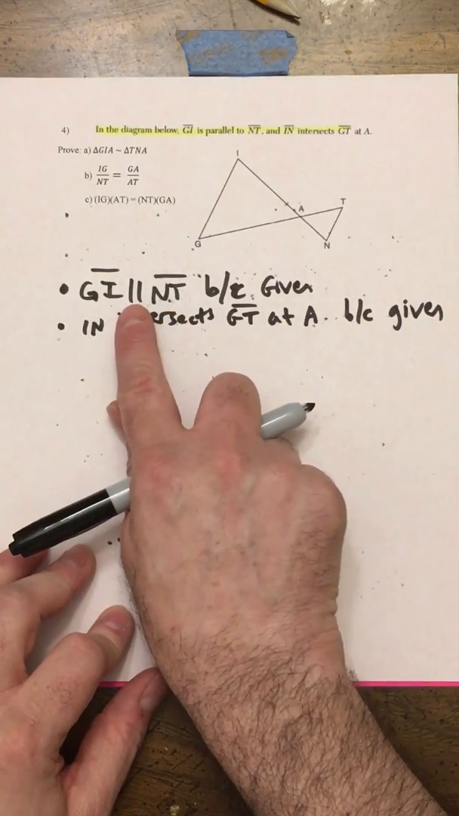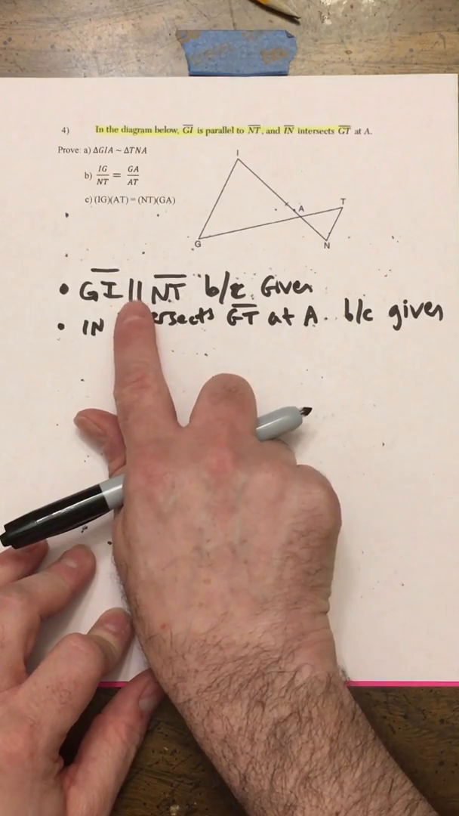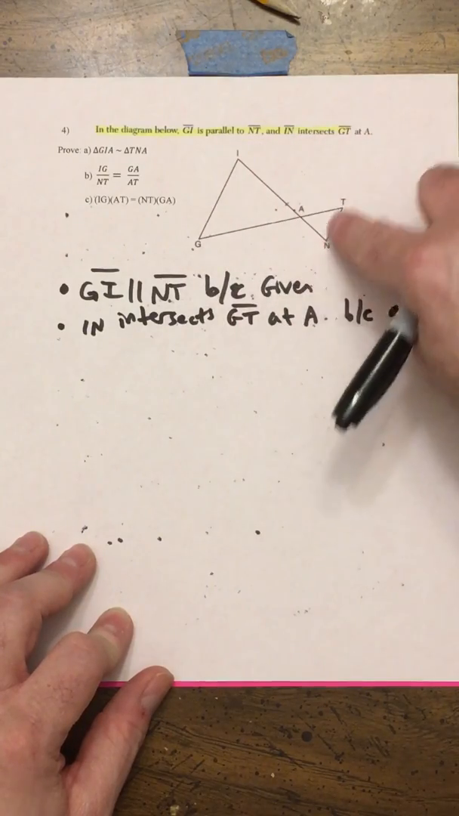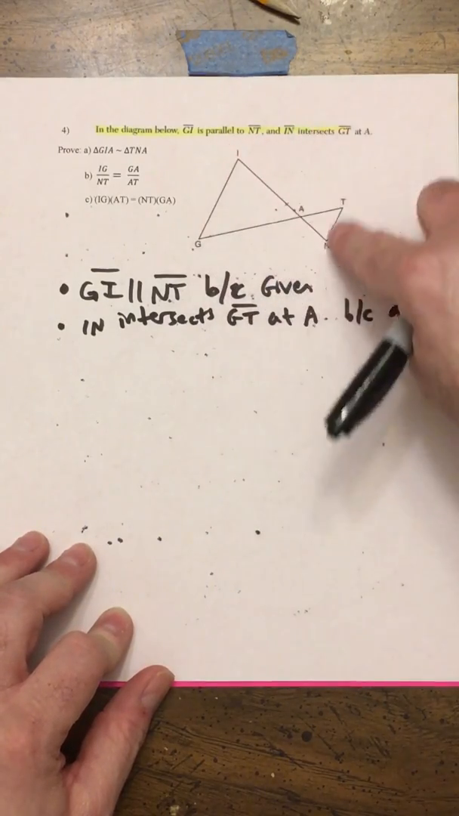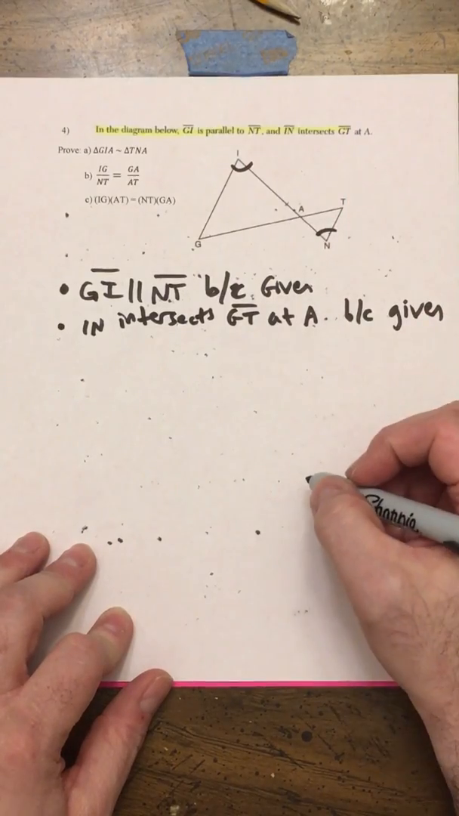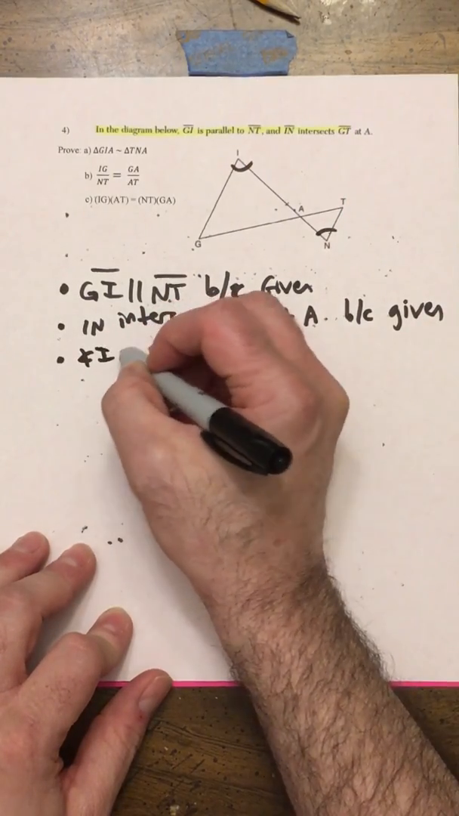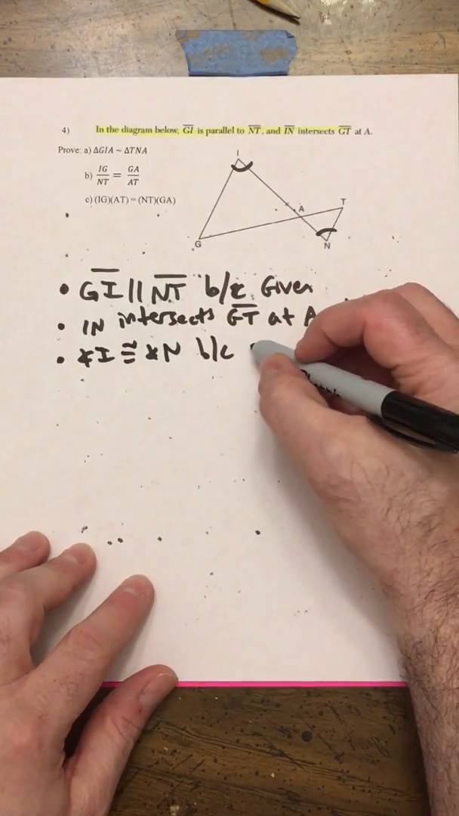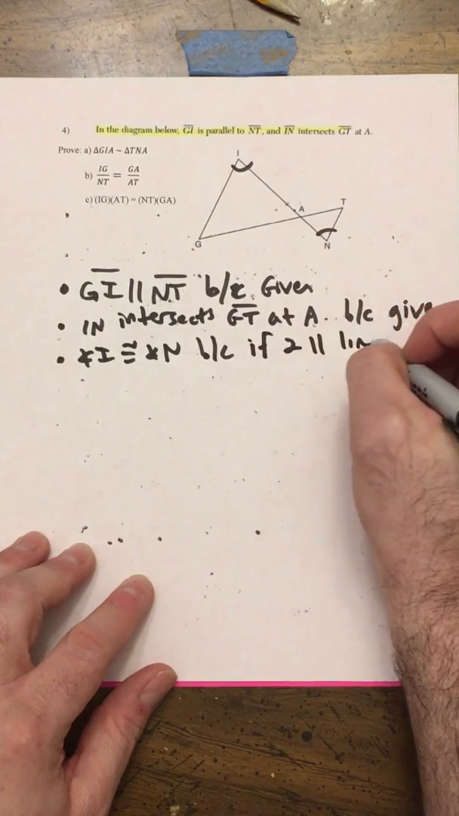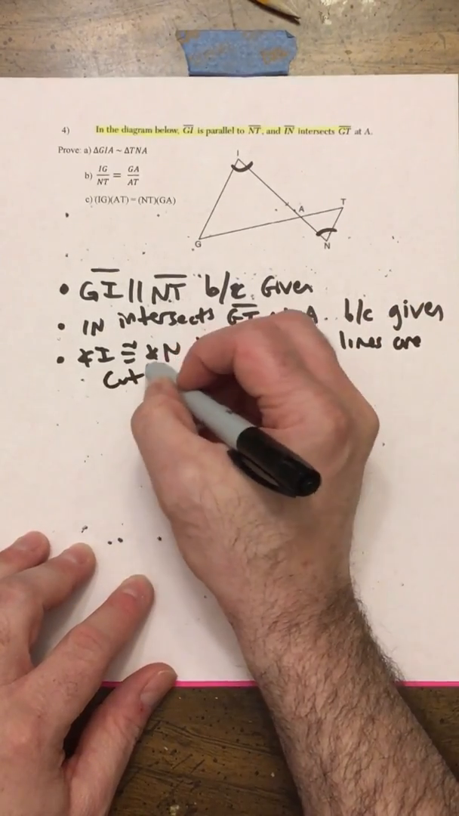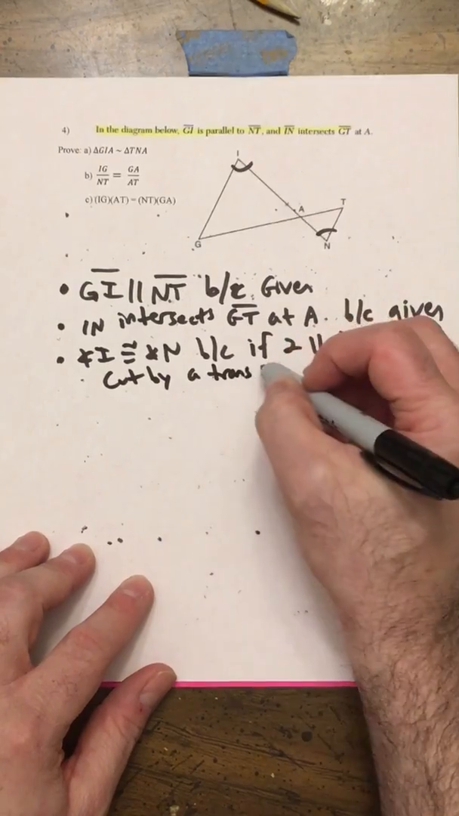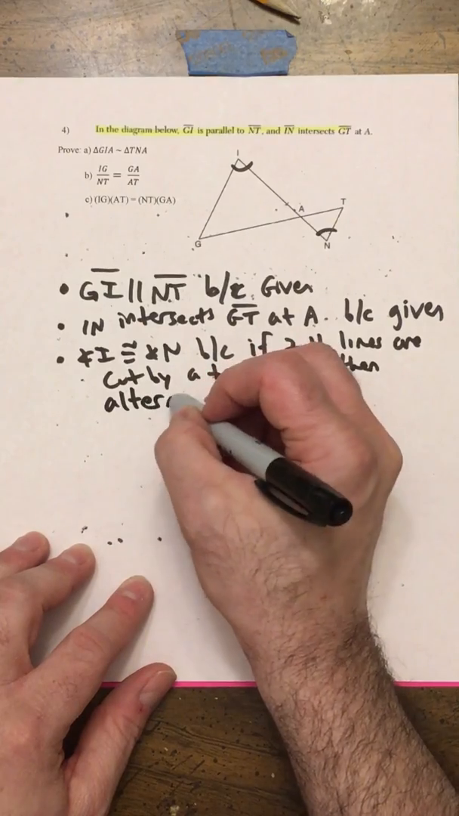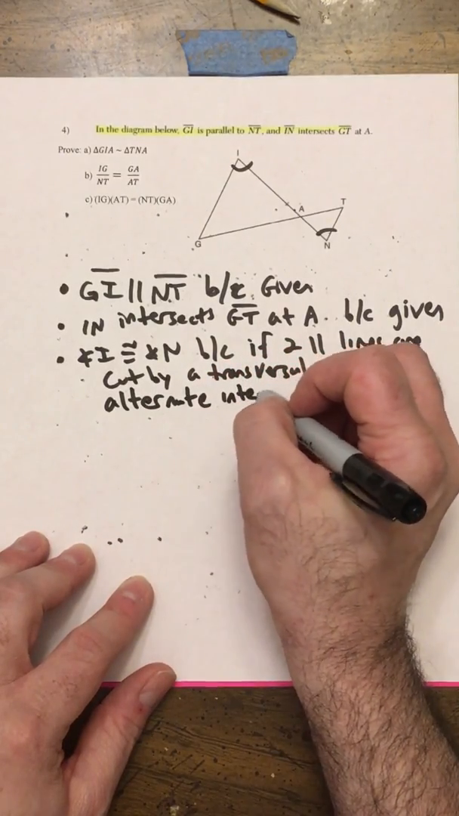Let's start first by finding the angles that come from the fact that we have parallel lines. So if GI is parallel to NT, we can find the Z, or the alternate interior angles, this way, and we can get angle I is congruent to angle N. And you know the reason, we had it in the previous proof. If two parallel lines are cut by a transversal, then alternate interior angles are congruent.